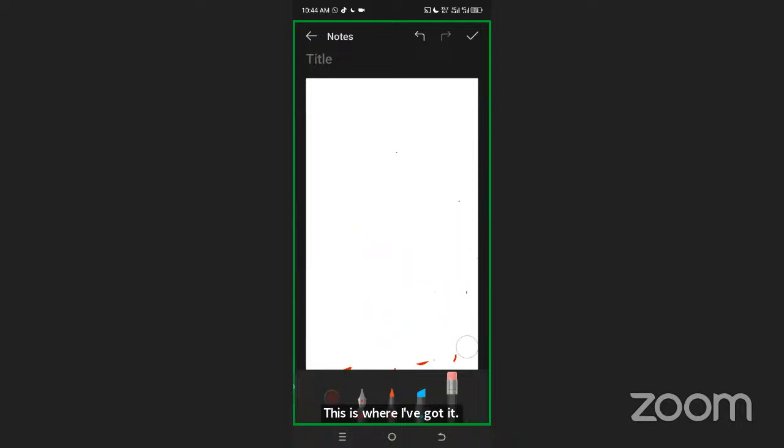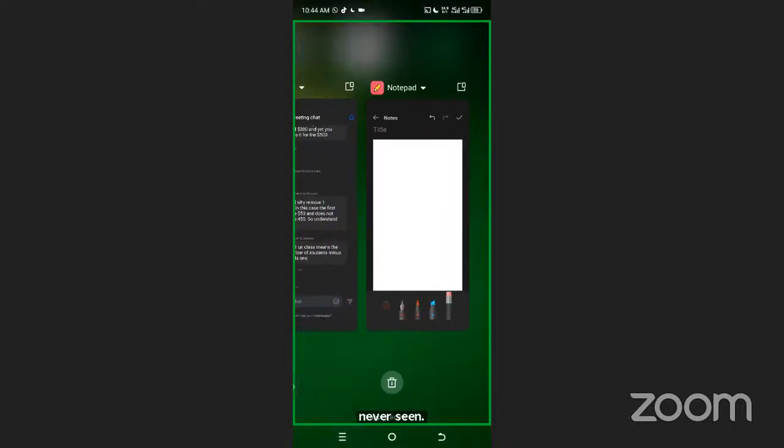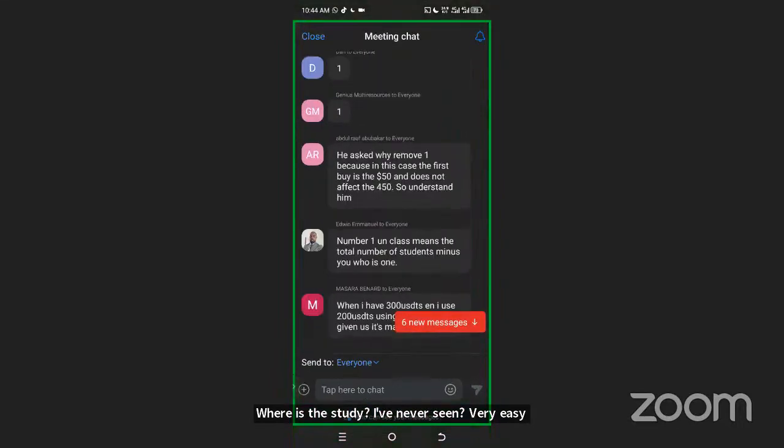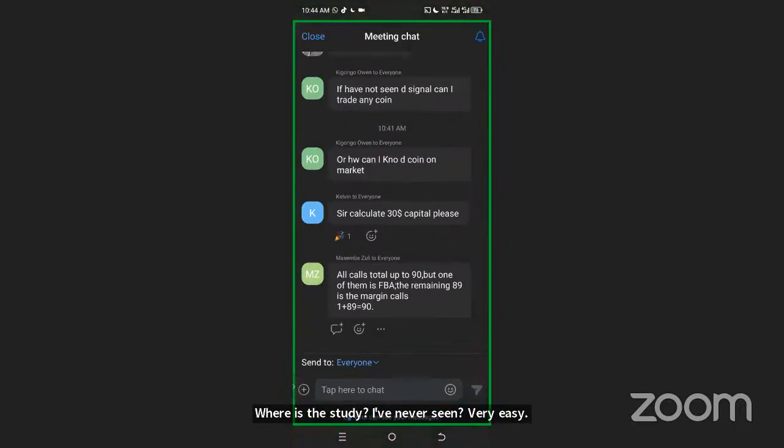So we are going into practicals. But practicals are very easy. This is the easiest strategy I've ever seen. Very easy to set and understand.